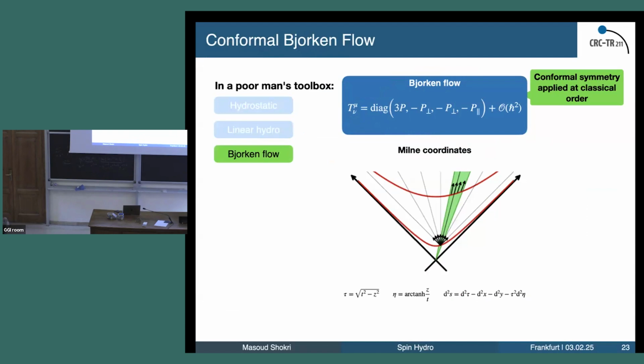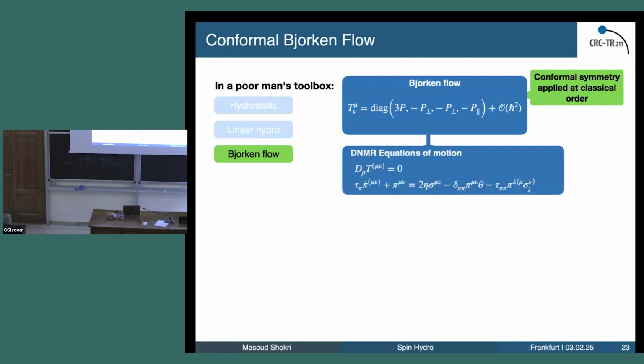Now for Bjorken flow, I like to do it with conformal symmetry, but I just do not use conformal symmetry for spin because it does not work with what we have written. So we assume that conformal symmetry is a classical symmetry, so it's O dash bar equal to 0, and then the Bjorken flow is determined by this form of T mu nu, and you will use the Milne coordinates.